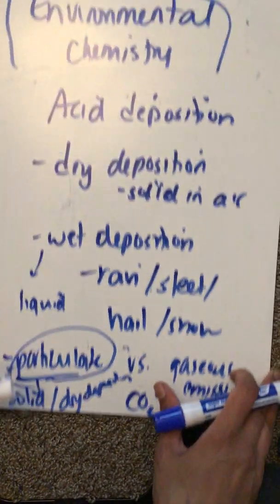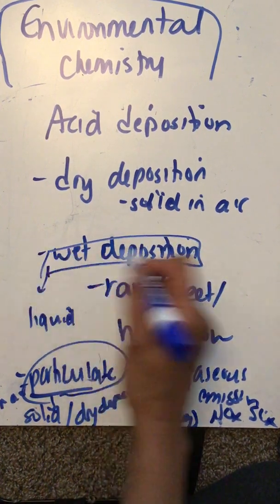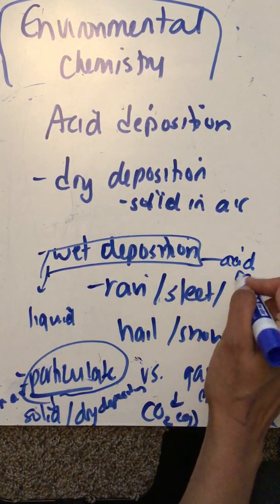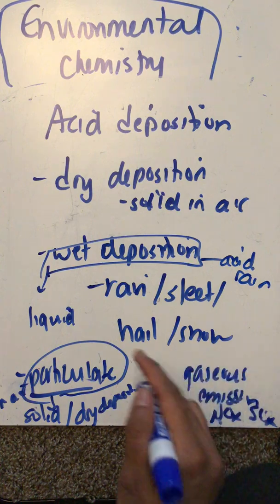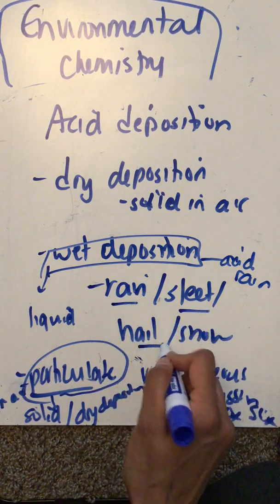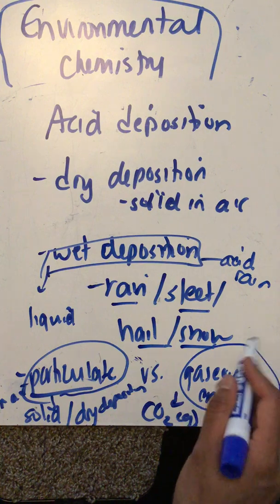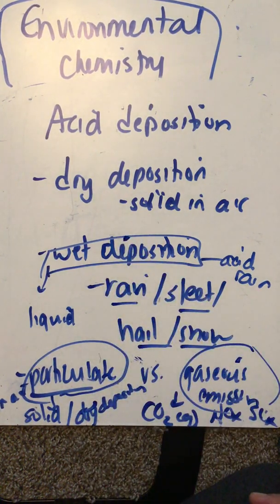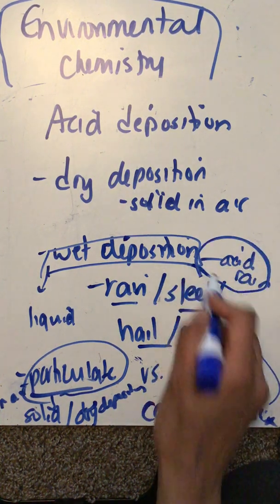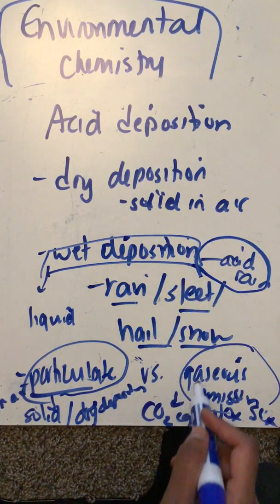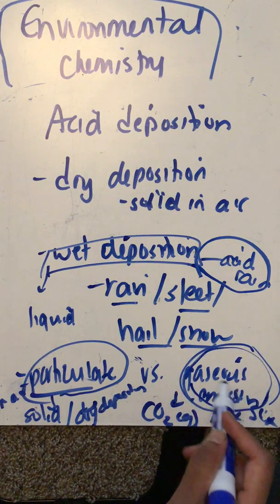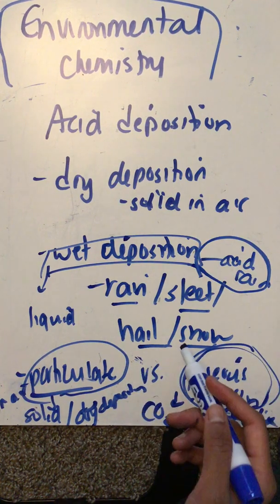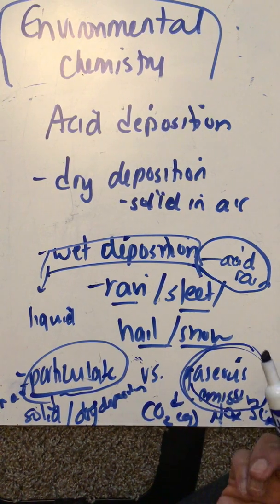Liquid deposition is this wet deposition, which is like acid rain, right? Acid rain is an example of wet deposition, where you find the acid in rain or sleet or hail or snow. And then gaseous emissions is gas, right? So it's either solid, liquid, or gas. That's how these chemicals are emitted. They're emitted as solids, which you can breathe in. They're emitted as liquids, like acid rain. Acid rain has chemicals in it. Or they can be gases, like CO2, which is causing our earth to heat up.